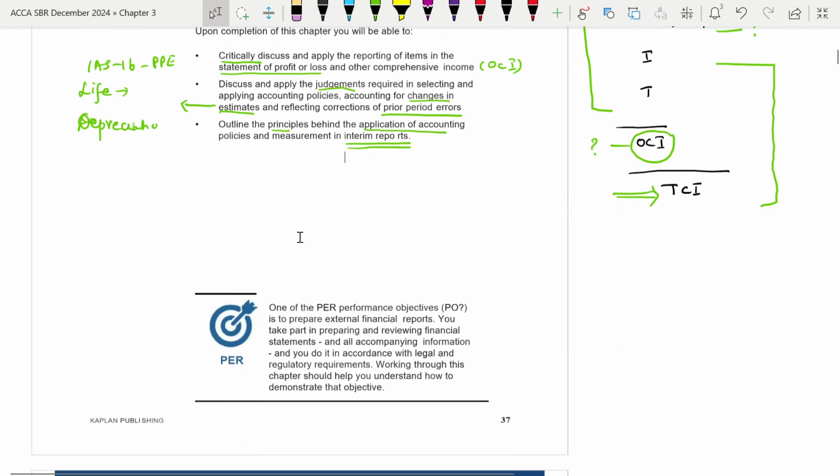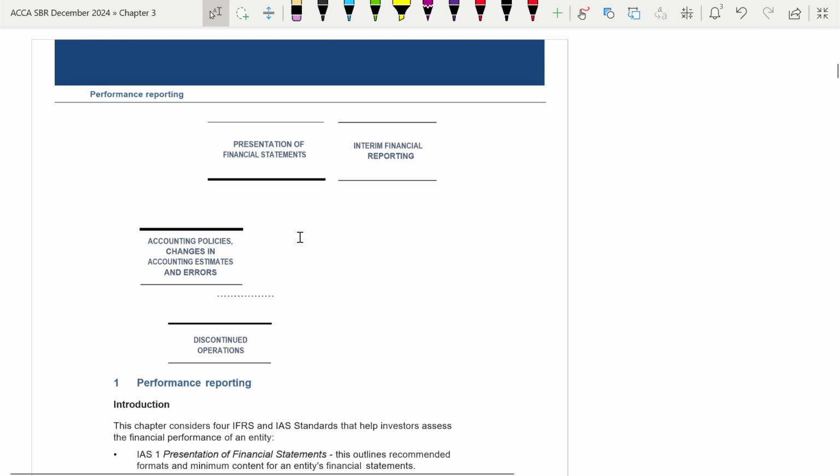Okay. Now, further, you are talking about presentation of financial statements, interim. Interim report means we are talking about unaudited results, audited results, half yearly results, quarterly results. Is that interim financial reporting? Those are related to accounting policies, changes in accounting estimates and errors. And most importantly, we will talk about discontinued operations.